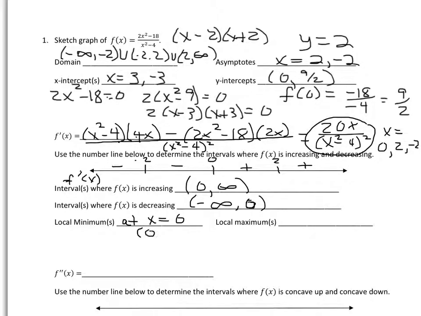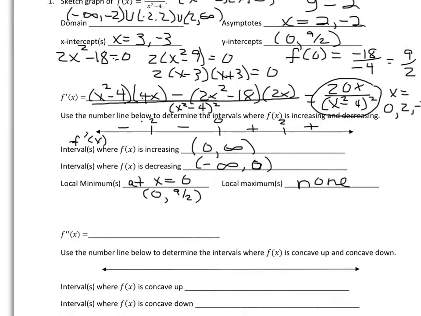And we can check that value, put that into the function. We've already put 0 into the function. We know that that's where we have our 9/2. Our local max would be none because we don't have a spot anywhere on that number line where we go from a positive increasing function to a decreasing.